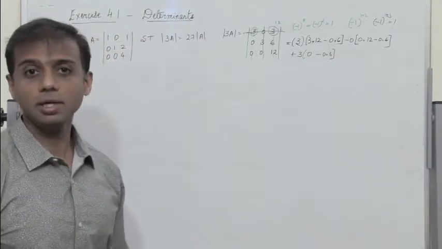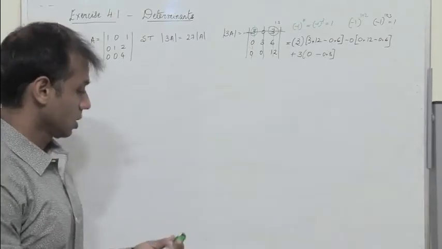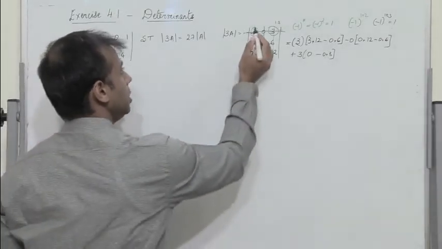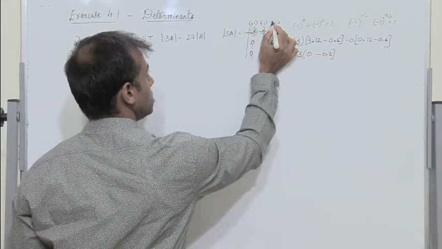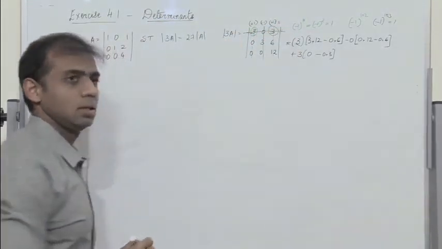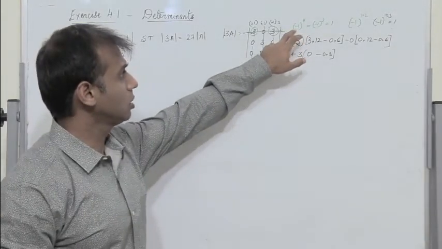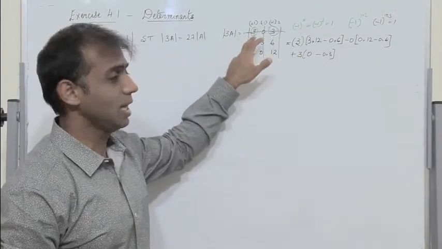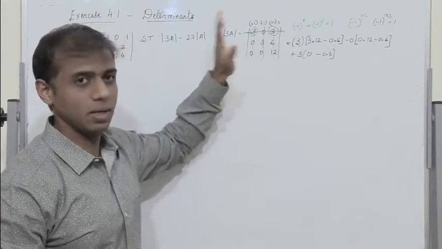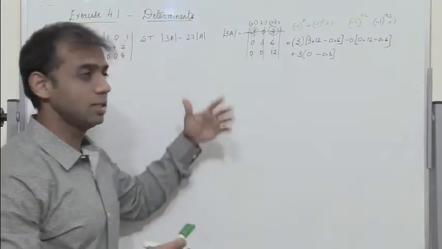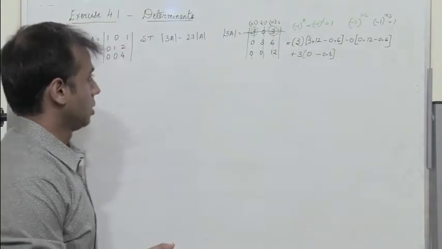So when we need to find the determinant of a 3 cross 3, we need to multiply this element with plus 1, this with minus 1, and this with plus 1. Right? So we don't have to always check minus 1 whole power the element value. So we need to multiply this with 1, minus 1, and plus 1. Right? So we will write it directly in all the remaining problems.